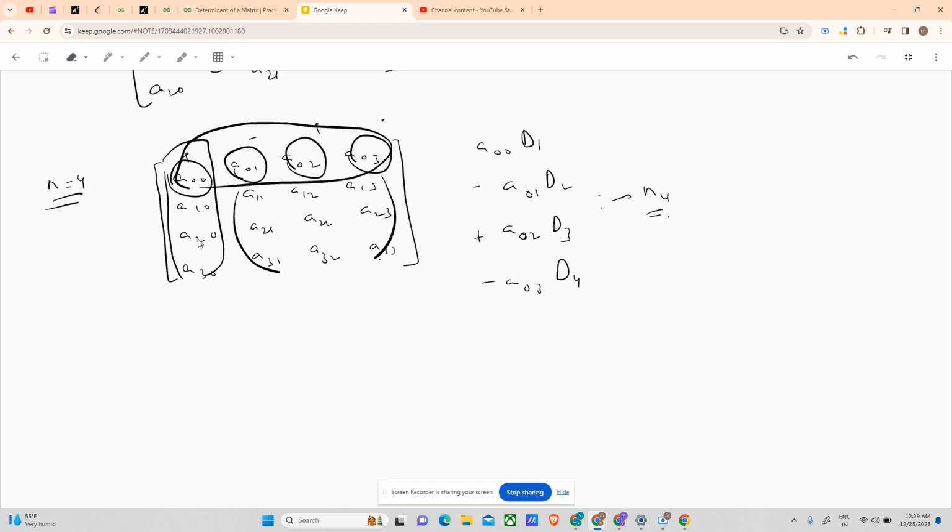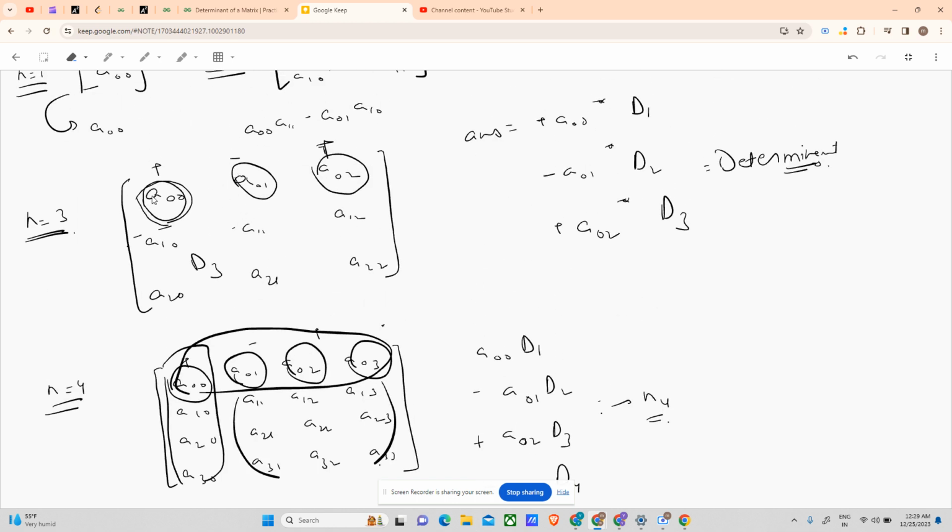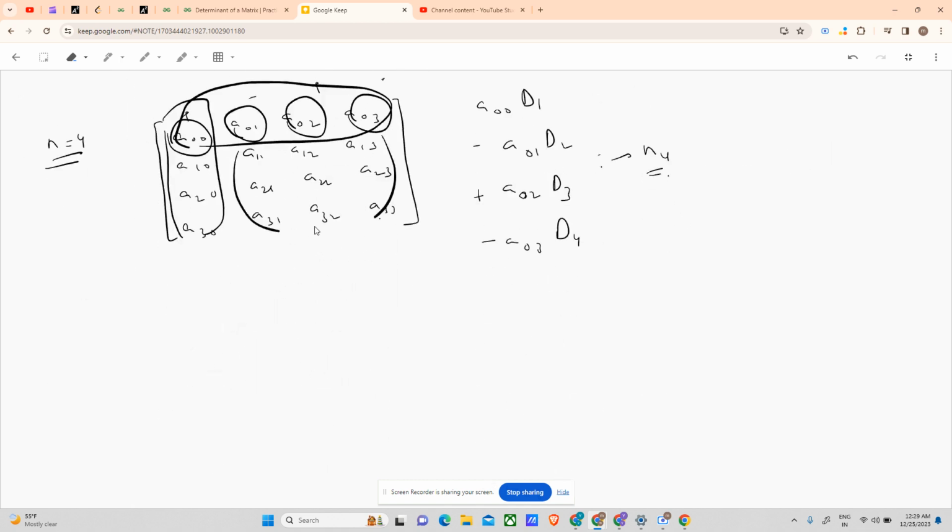So can you observe a pattern? Every time, like in the third case, we were covering the element and making the problem statement smaller. It was going from n equals to 3 to n equals to 2. Now for n equals to 4, it is going from 4 to 3, then to 2, then returning back. So how can we do it?